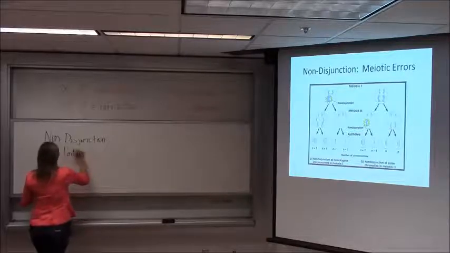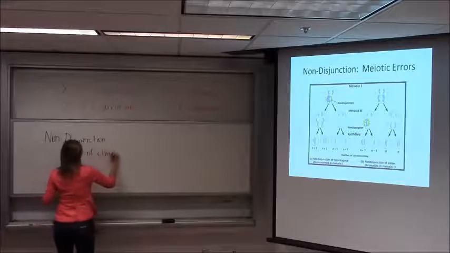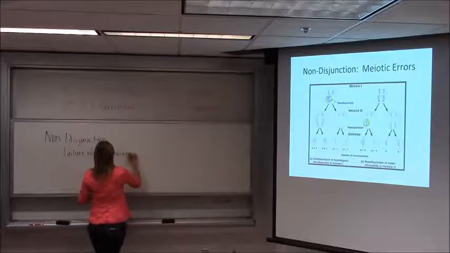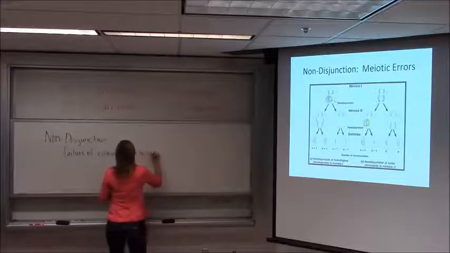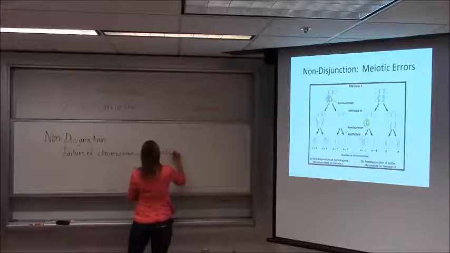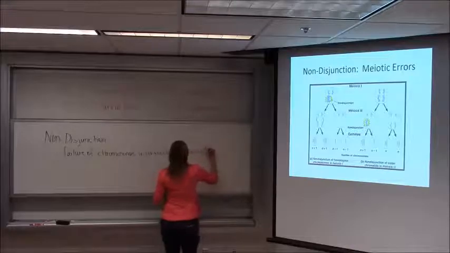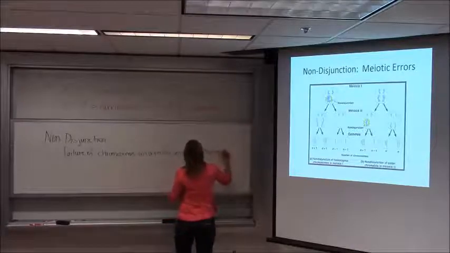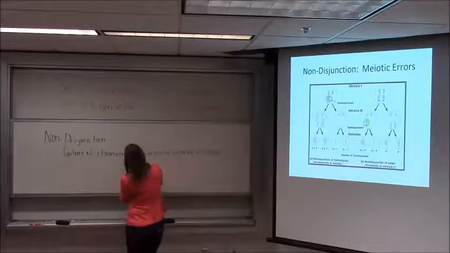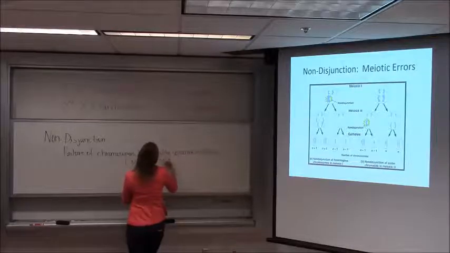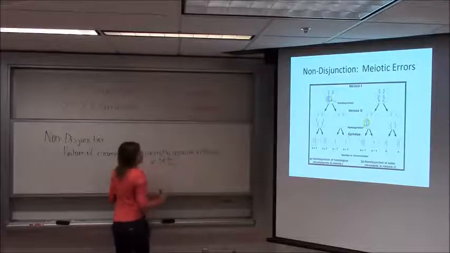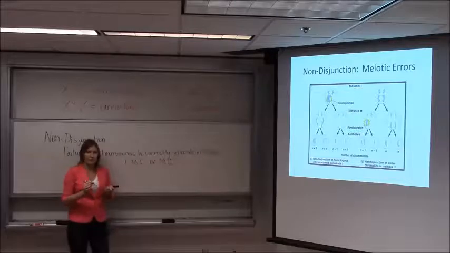Failure of chromosomes to correctly separate in meiosis. It can happen in meiosis 1 or meiosis 2. And it can happen with eggs or with sperm.